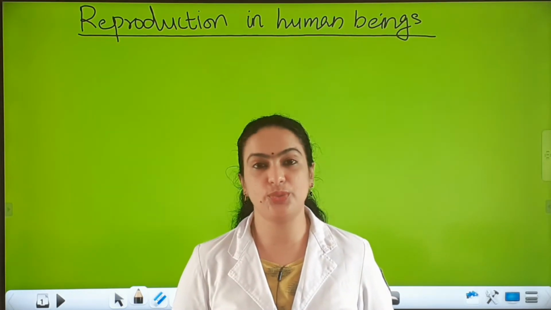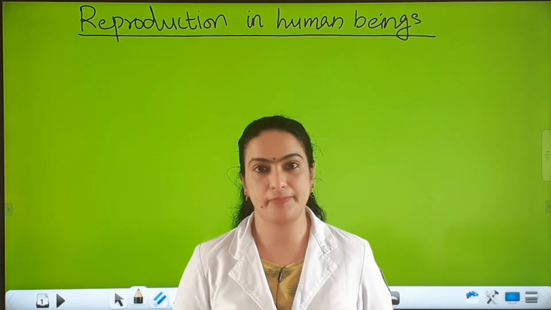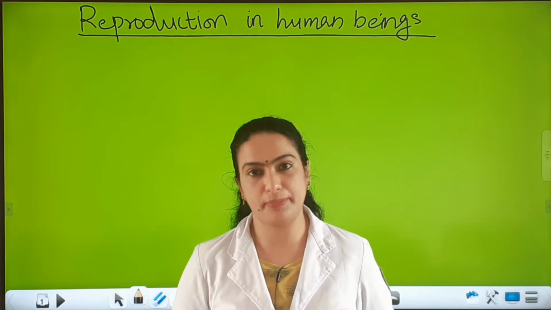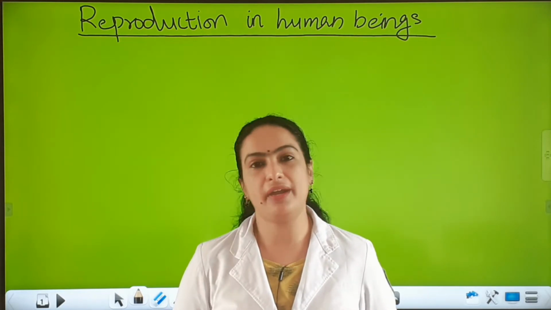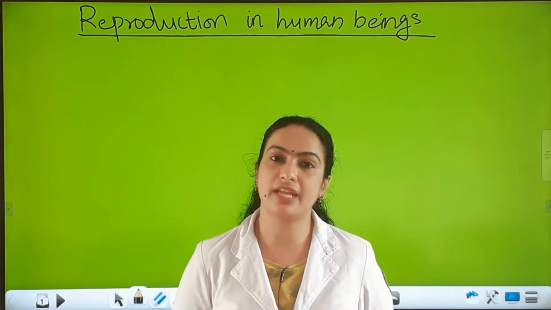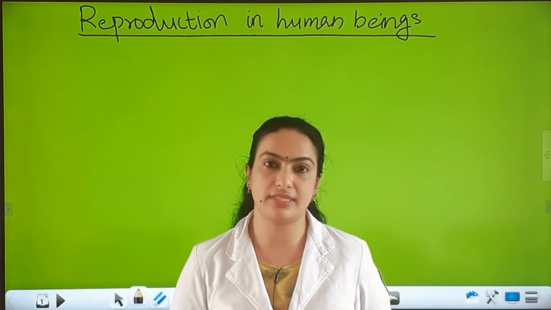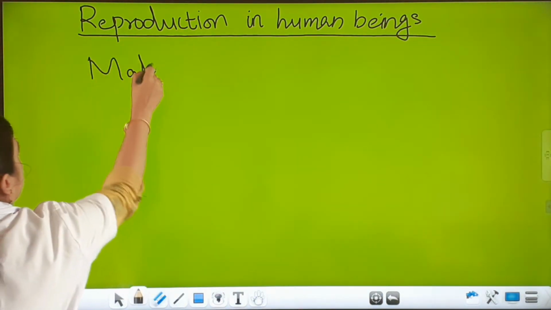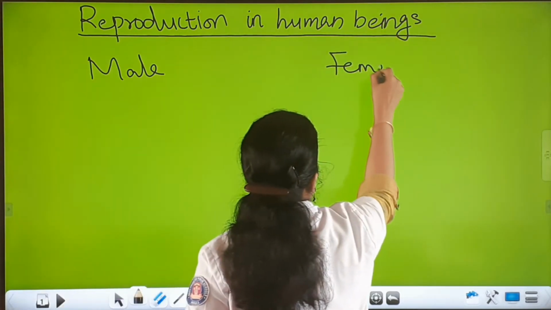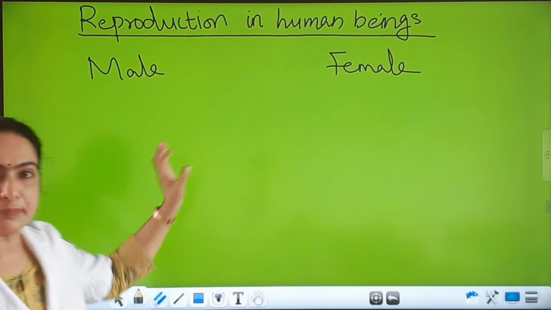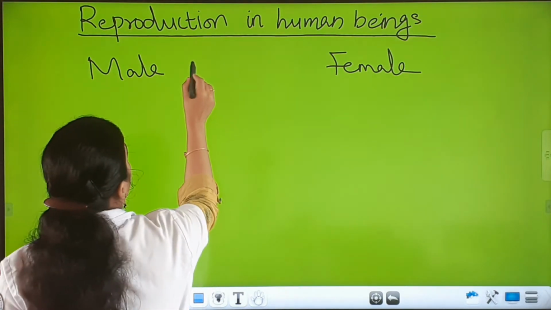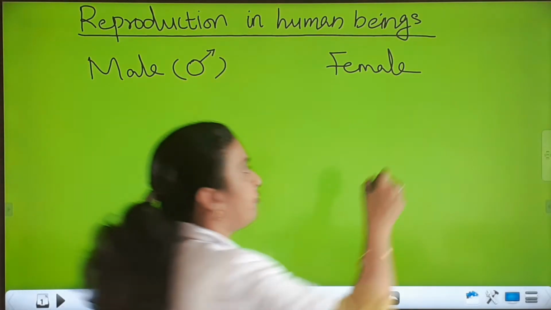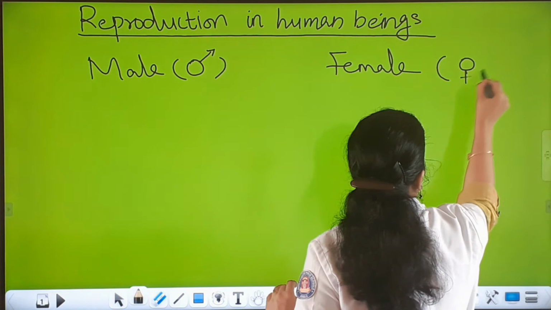Now I am going to teach you the reproduction in human beings. In human beings, there is sexual mode of reproduction. So, both the parents, such as male and female parents, are involved in the production of young ones. Let's see. Male we can represent as the symbol like this, and female, this is the symbol.